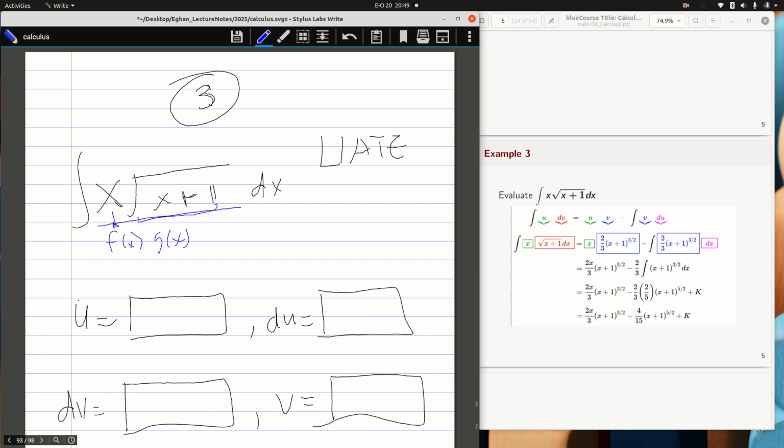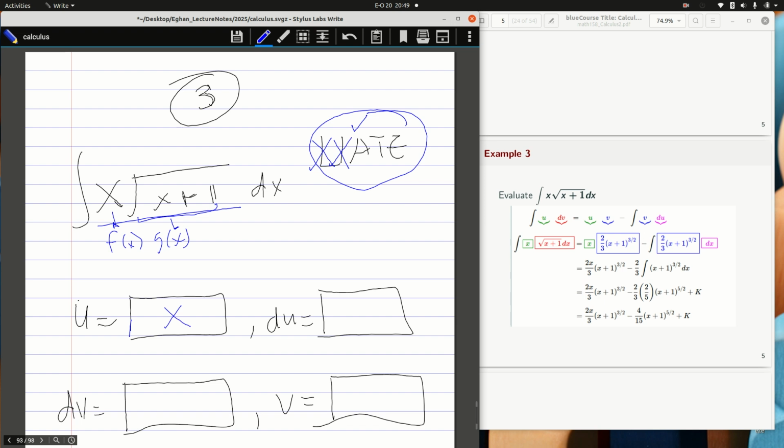So if I'm using my acronym here, do I have a log? No. Do I have inverse or reciprocal? No. Do I have an algebraic expression? Yes. So I move to that. Which one is the algebraic expression? I'm going to use x, like the polynomial.